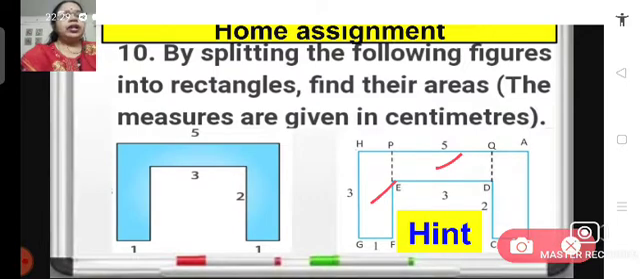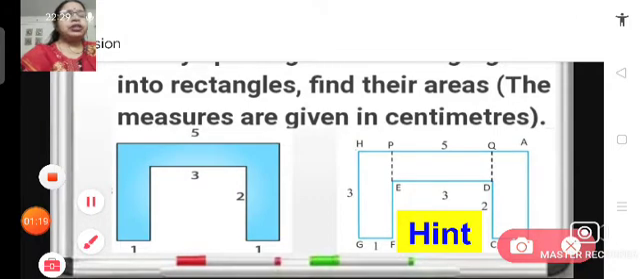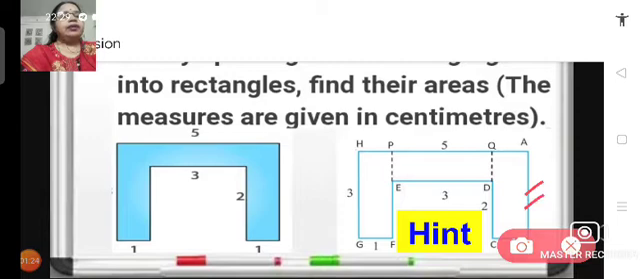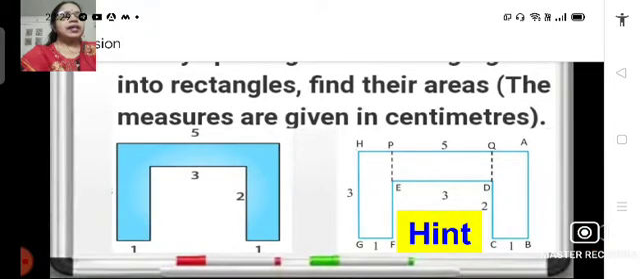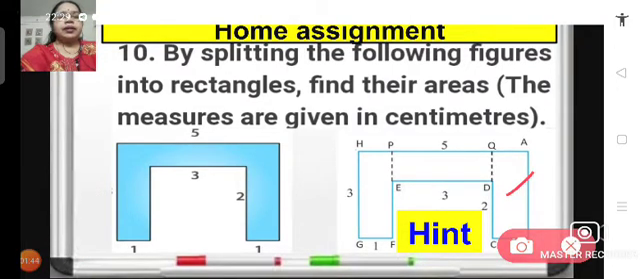So let's first be clear with the sides. What will be the measurement of the sides? Now here AB will be equal to this side, isn't it? So it will be 3 centimeters. And this side is 1 centimeter, it is given. So in the first rectangle we have both the sides, that means length and breadth both, so we can find the area.